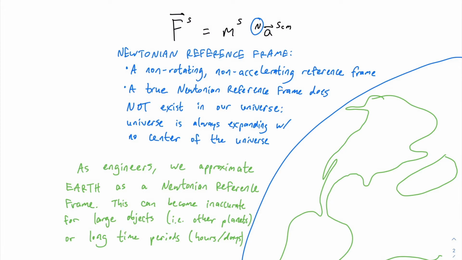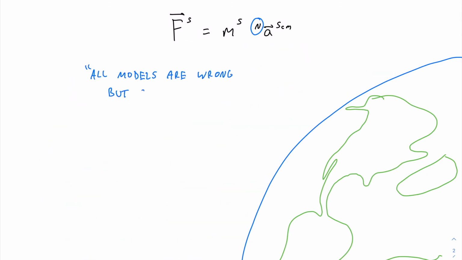Now, you may be thinking, wait, this definition of a Newtonian reference frame is inherently flawed if it only works on Earth. And yep, you're correct. F equals ma is a flawed model, but it is useful for engineering purposes. Which brings us to this famous quote that all models are wrong, but some are useful. If you want to learn a more accurate model for motion in the universe, you can check out Einstein's theory of general relativity. But as earthbound engineers, we're happy enough with F equals ma.